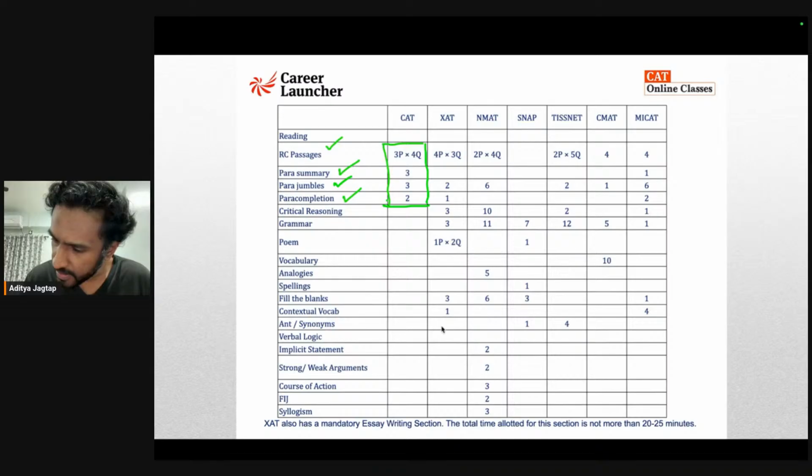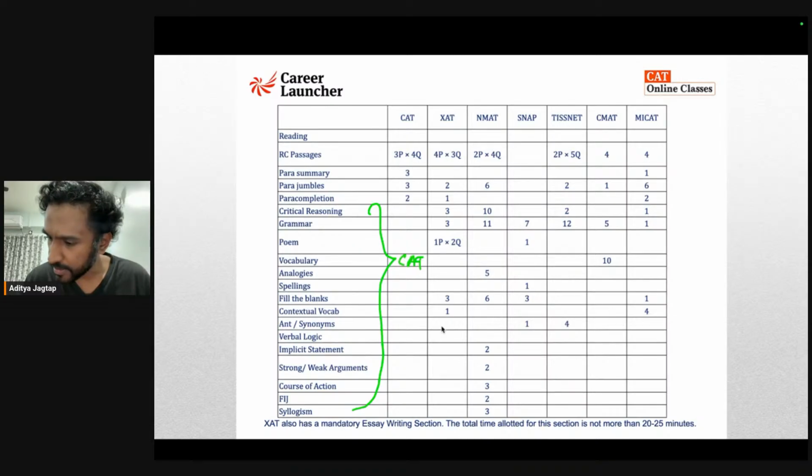As far as these types of questions go, critical reasoning, grammar, poem, vocabulary, etc., all these remaining questions, there was a time when CAT only used to ask all these questions, and very few of these exams existed. Maybe XAT existed, right? So it's only recently, in the past decade we can say, that CAT has stopped asking these questions.